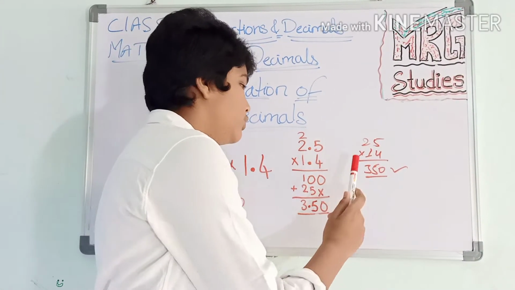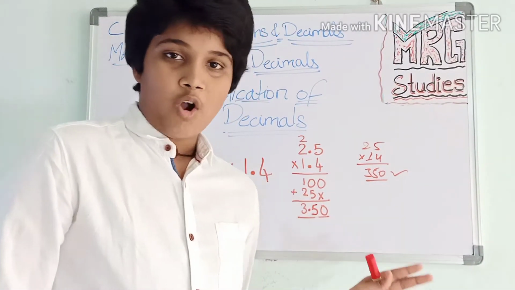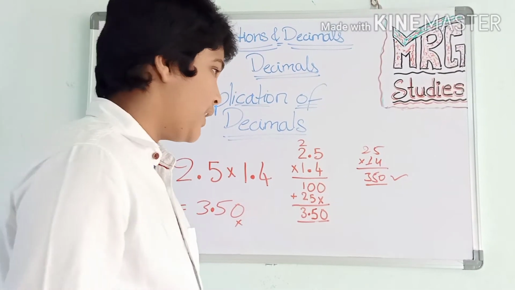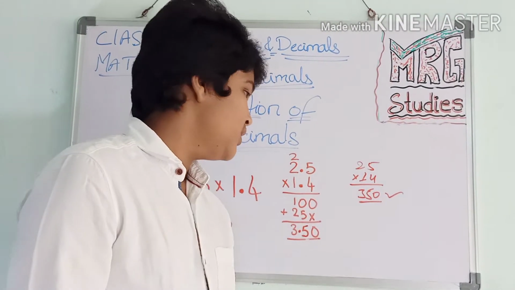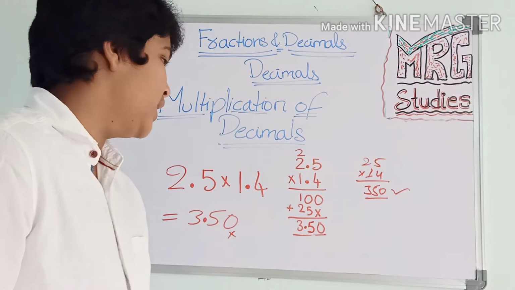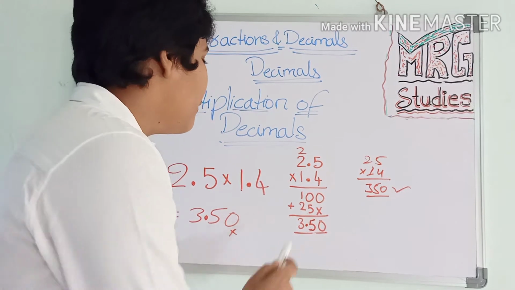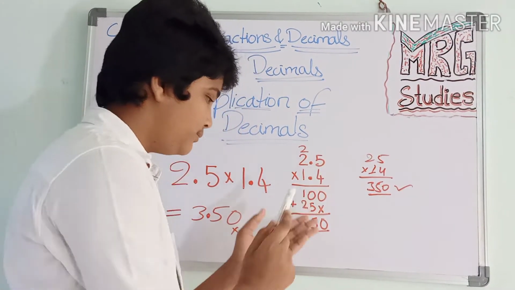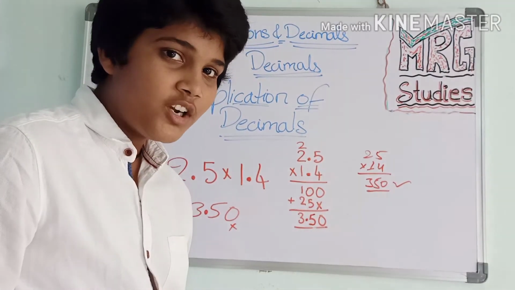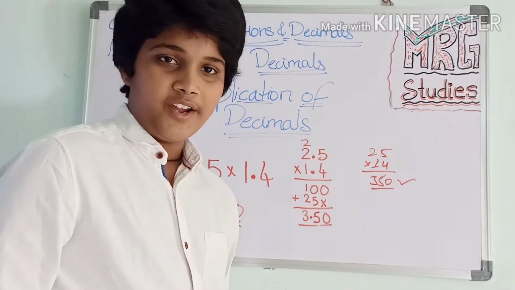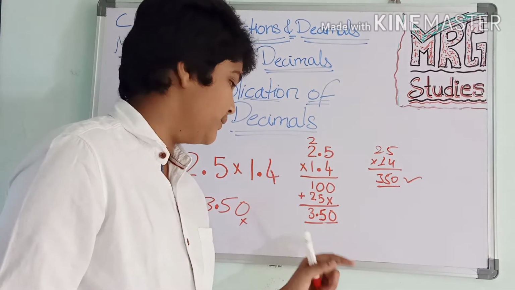We should do the multiplication. Forget about the decimal points and do it. First you multiply 25 into 14. As usual you get the answer 350. After that, again you do it with the decimal point: 4 into 25 you get 100, and 1 into 25 you get 25. After that you add these and you will get 350.